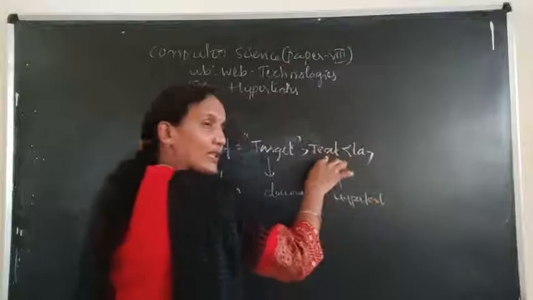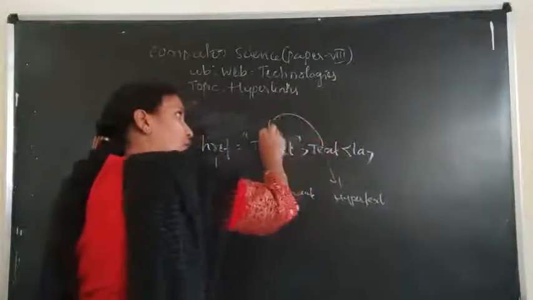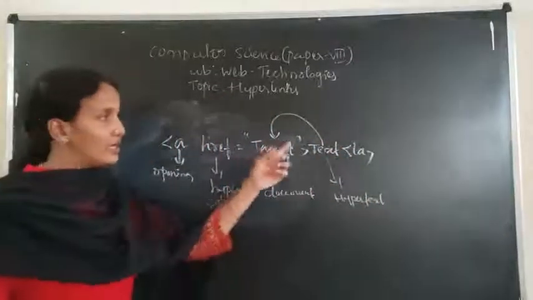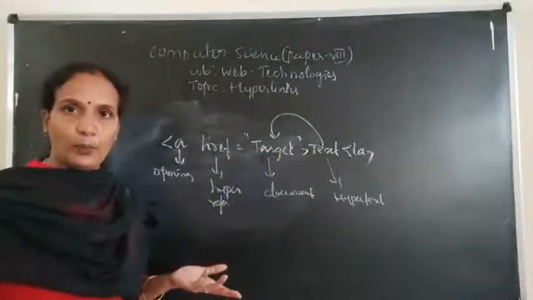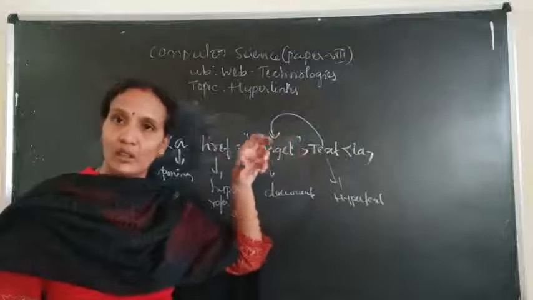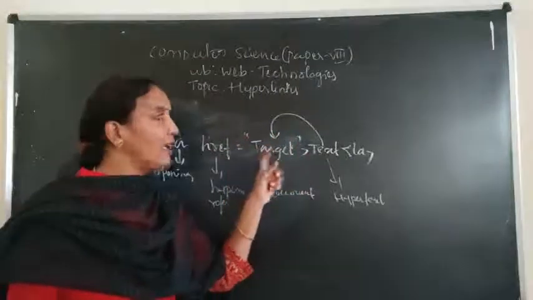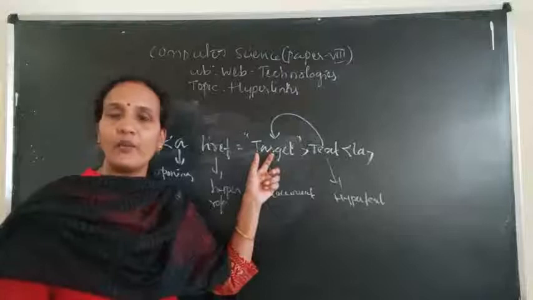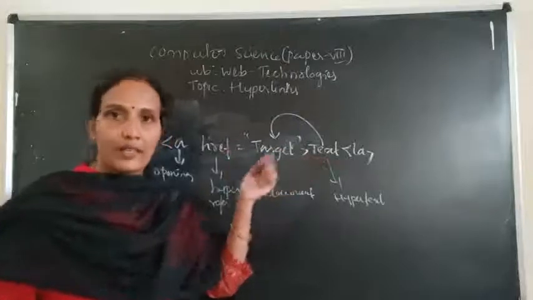This means that when you click on this text, only then will the document open. If you don't click on this text, the document will not open. So this text is used to activate the link. When the user clicks on it, at that time only the link will be activated, and the user will move from the current document to the target document.